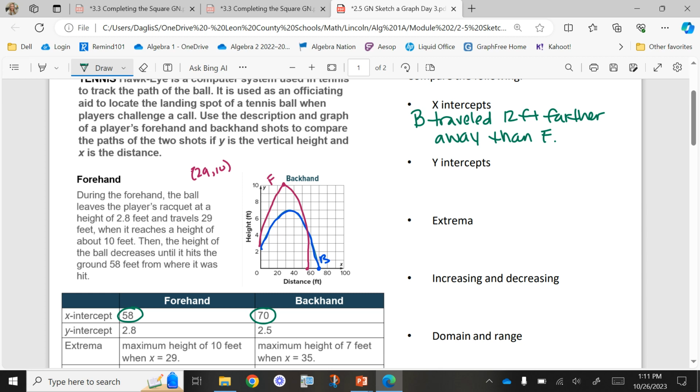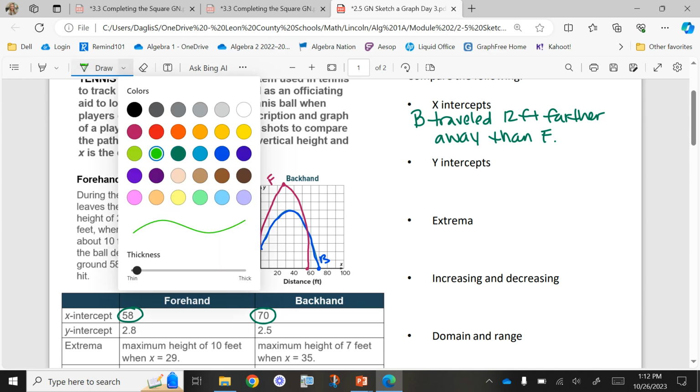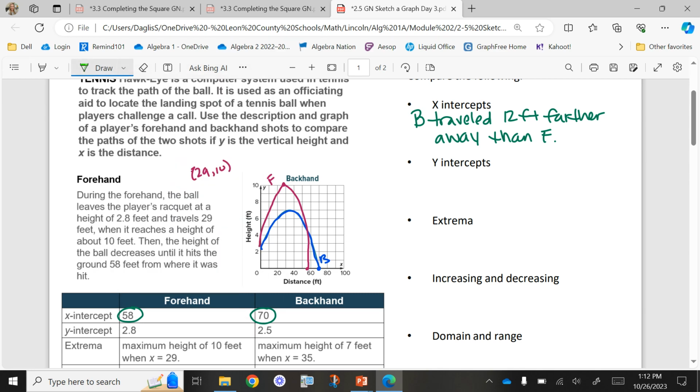So when they hit it with their forehand, wouldn't that make sense? If I hit the ball with my forehand versus trying to... That makes sense, right? Or even if it's coming at me, even if I'm not serving, I can reach higher from a forehand, right? Backhand, you tend to be kind of lower. So again, when your math makes sense, that's nice. So this makes sense that my forehand had a y-intercept that was higher.